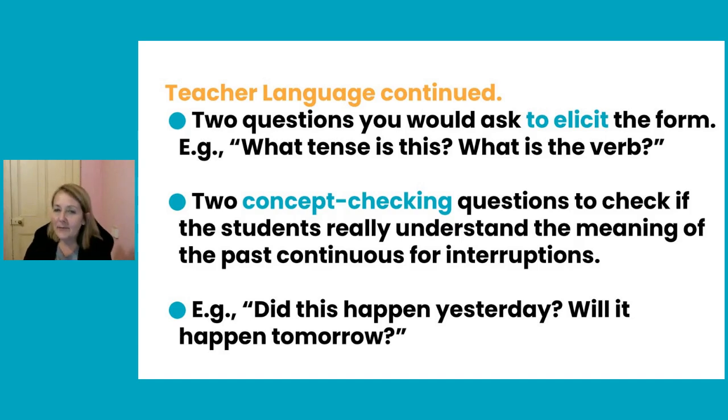Now, the concept checking questions, to check if the students really understand the meaning of the past continuous interaction. So again, carefully, these also have to be shown. Did this happen yesterday? Did it happen in the past? Will it happen tomorrow? Which action happened first? Which action interrupted which action? Does the action still continue? Does the action finish? Does the action complete?